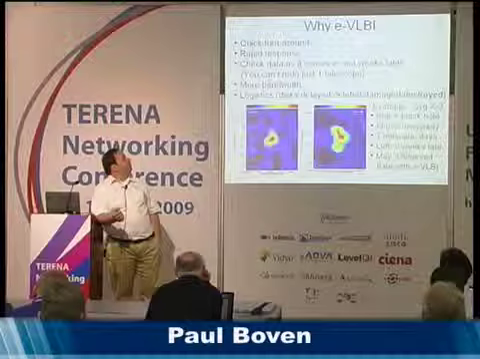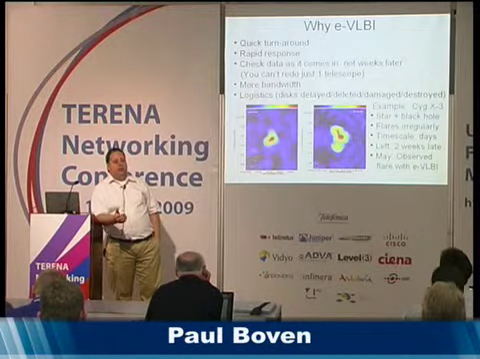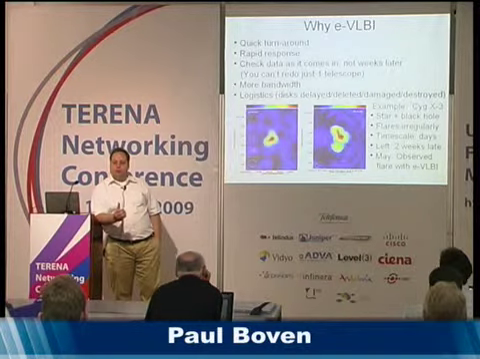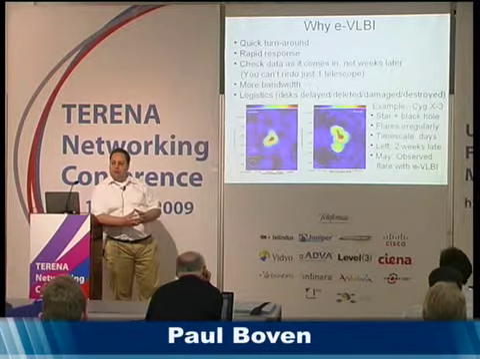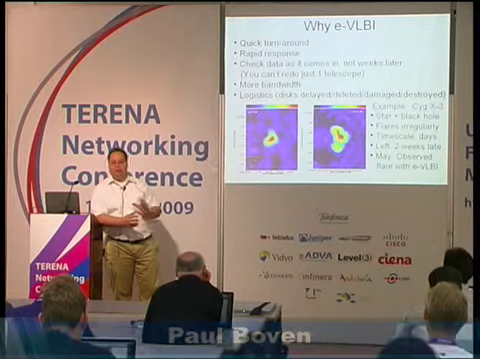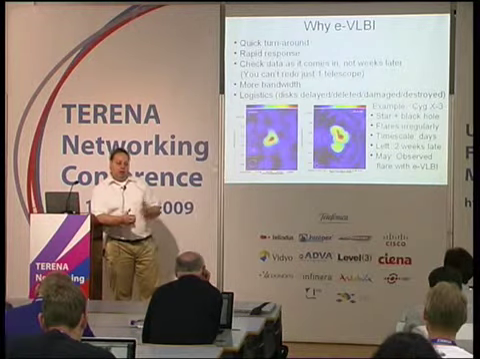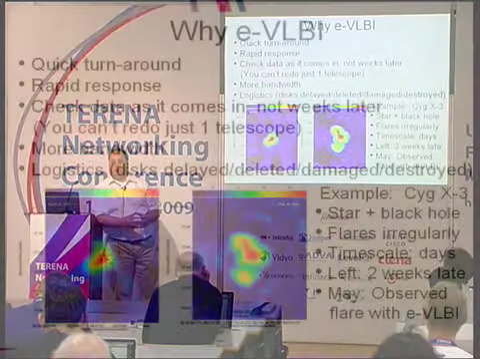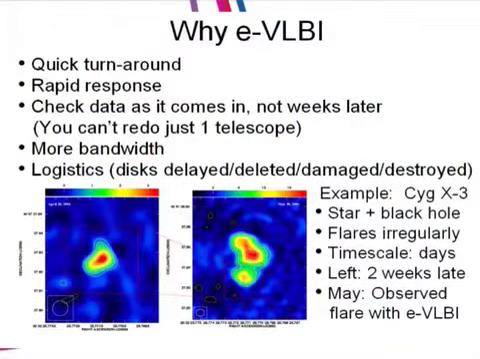So why do we do this eVLBI and not just regular VLBI? The quick turnaround is one of them. But also we can respond very rapidly to new things that happen in the universe. It used to be that a VLBI observation had to be planned months in advance. We had to see if we had enough disk space for the particular observation. We had to send the disks to the observatories that were involved in this observation.